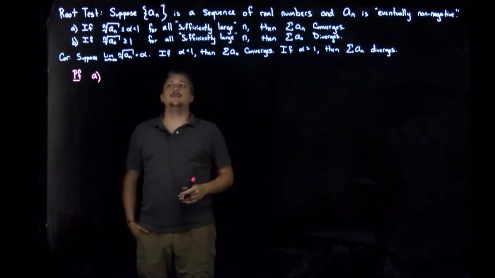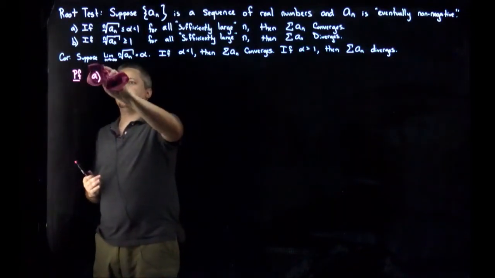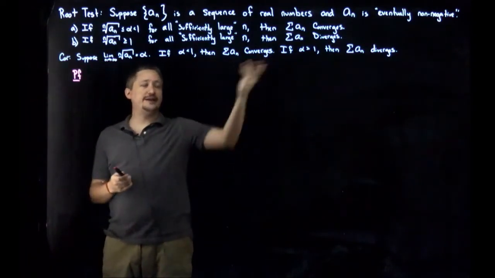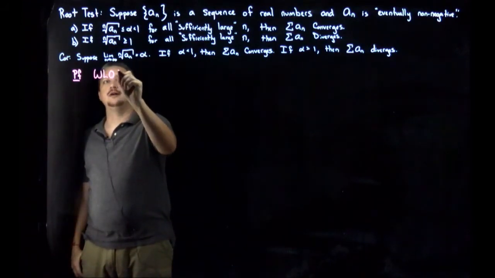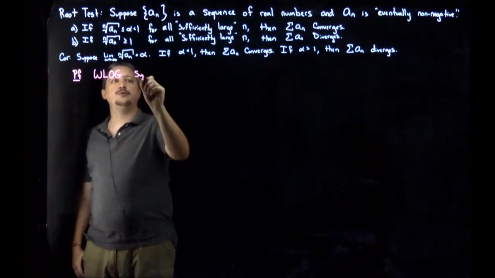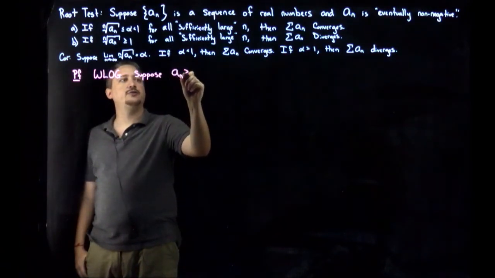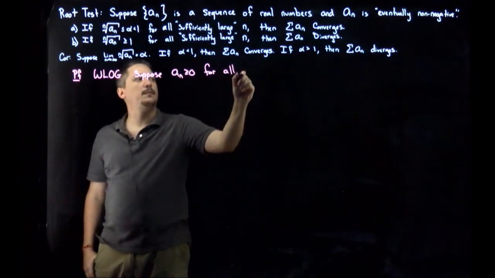So again, in fact, I'm going to do this before I write proof of A, because I'm going to use it for both. Because again, we know how to tackle this if it weren't the case, so I'm just going to say without loss of generality, suppose a_n is greater than or equal to 0 for all n.